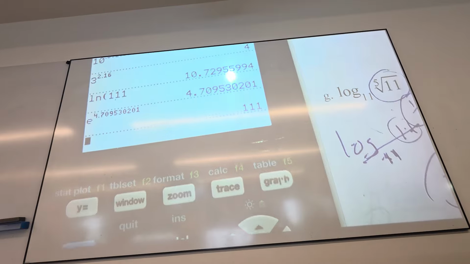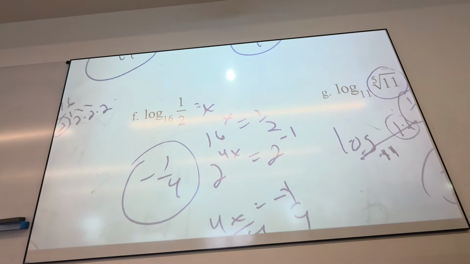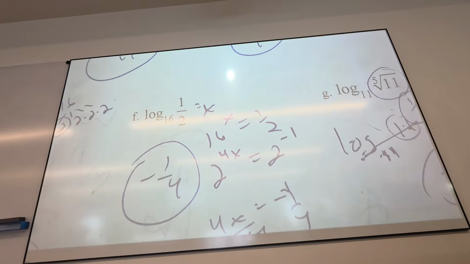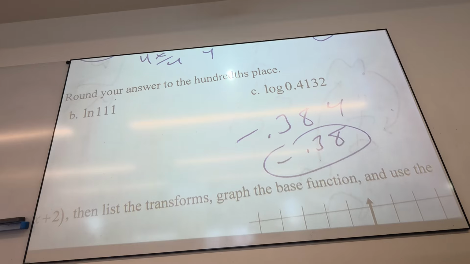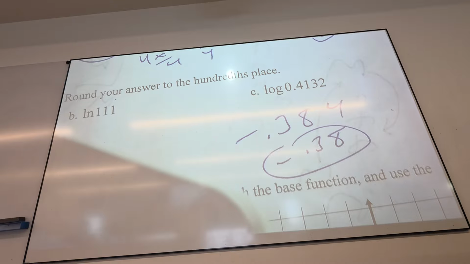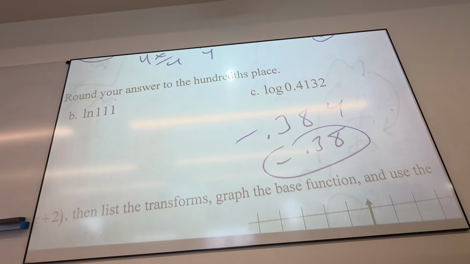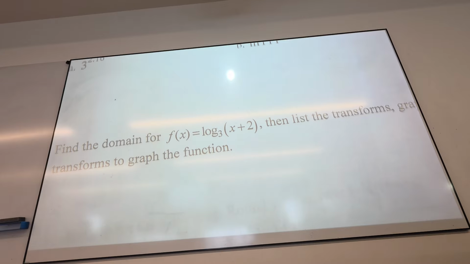And then we got this thing, so we got my log button. 0.4132. Negative point. What did I say? Round it to the nearest hundredths place? So it should be negative 0.38. And then this one, I think I got around to at least a couple groups.